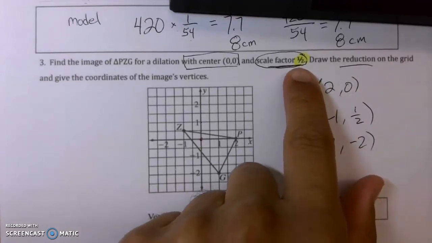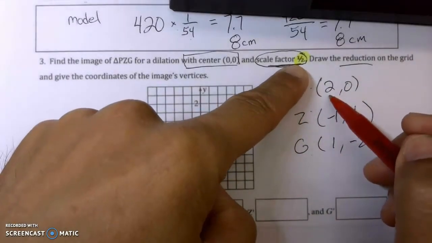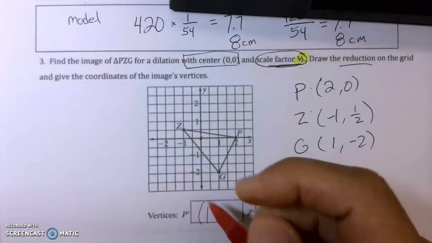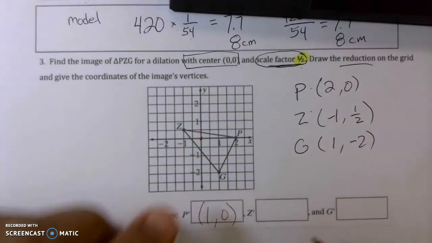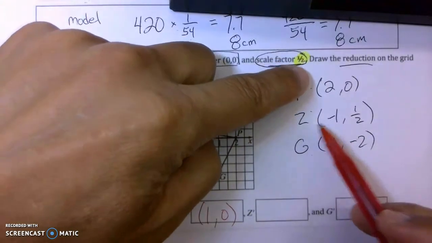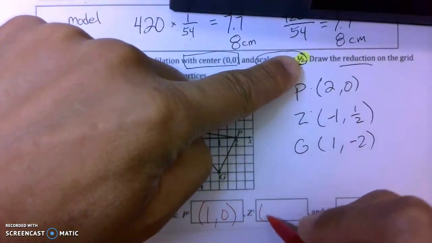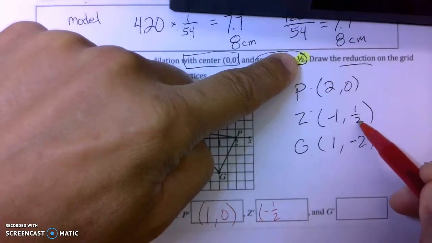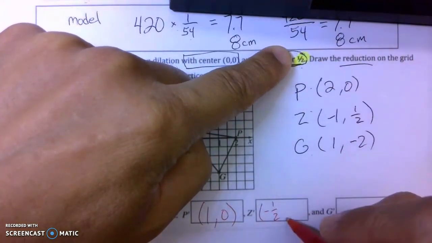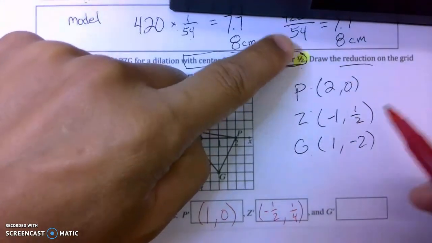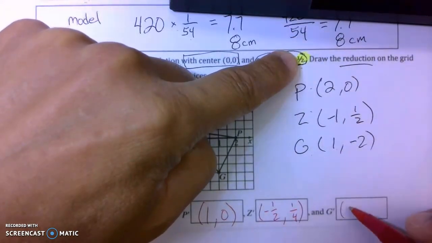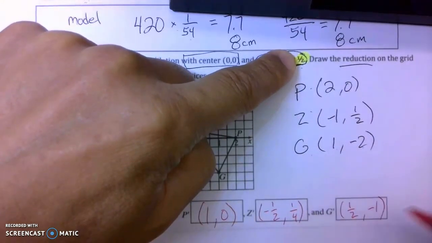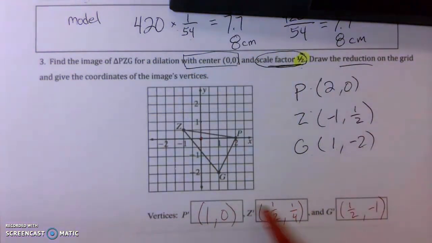All you're going to do is just take this half for P. 1/2 times 2 is 1. 1/2 times 0 is 0. Do the same with Z prime. 1/2 times -1 is -1/2. 1/2 times 1/2. This is 50 cents. What's half of 50 cents? That is 1/4. So 1/4. 1/2 times 1 here for G prime is 1/2. And 1/2 times -2 is -1. So all I did was take the original locations and multiply them.